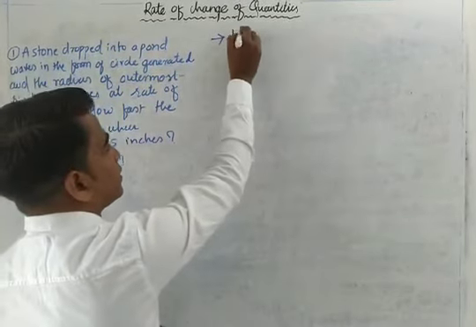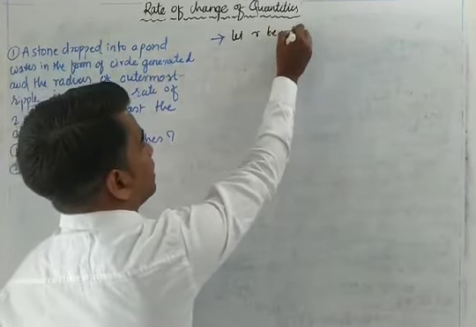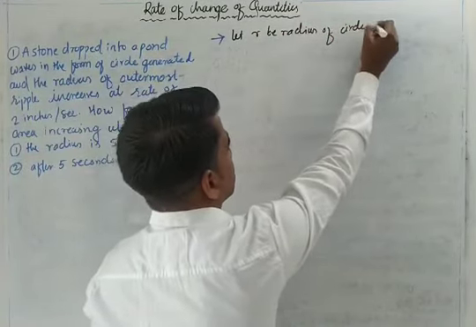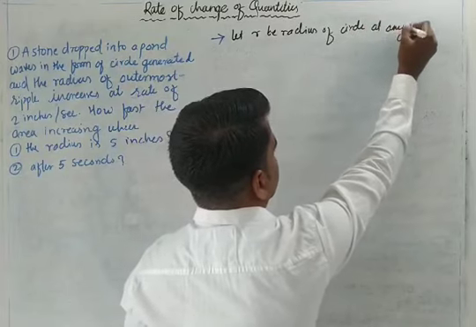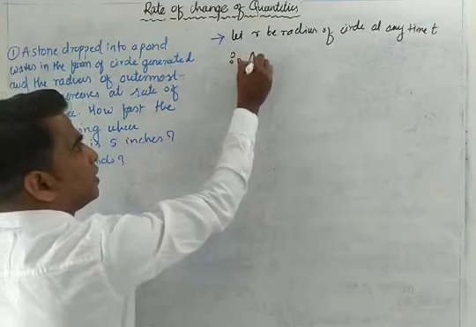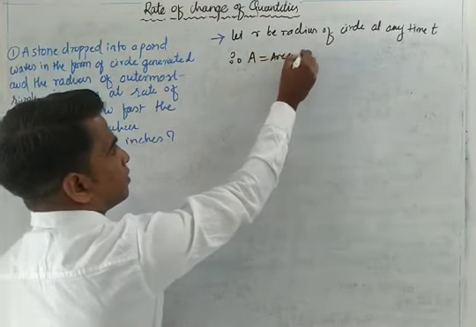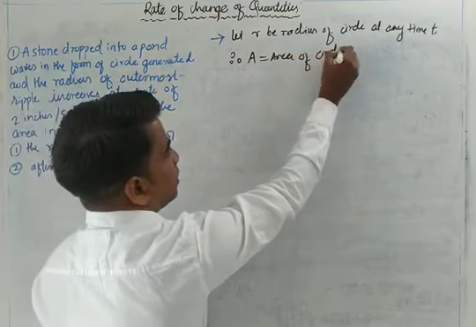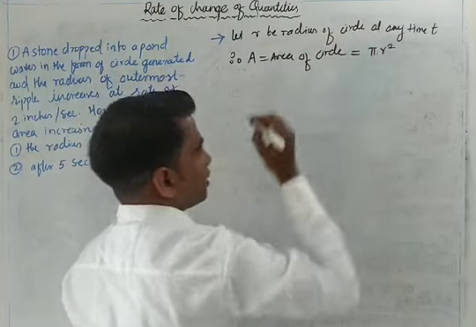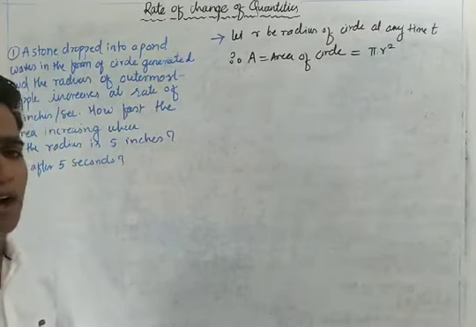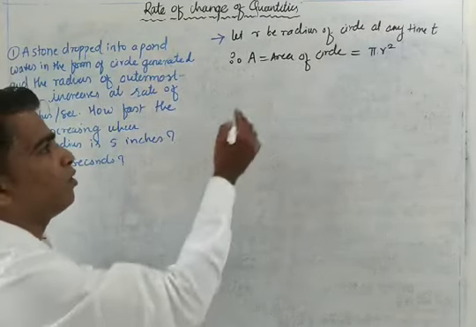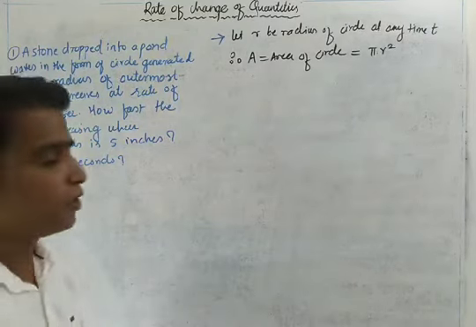So let r be the radius of the circle at any time t. Therefore, A, the area of the circle, is equal to pi r square. Everyone knows the simple formula for the area of a circle. Now all these things are going to change with respect to time.